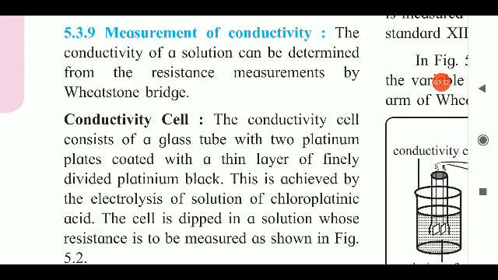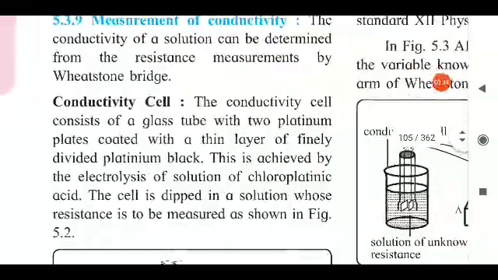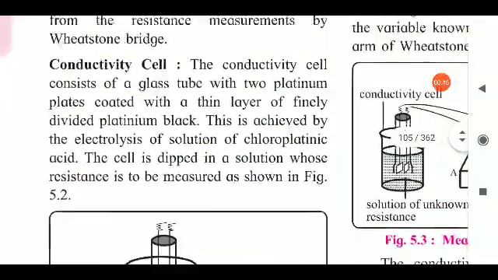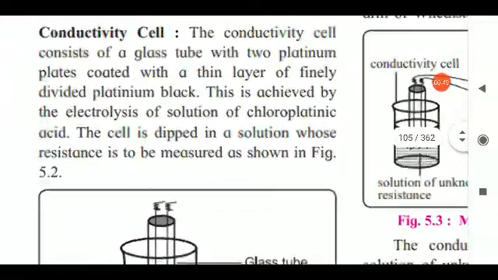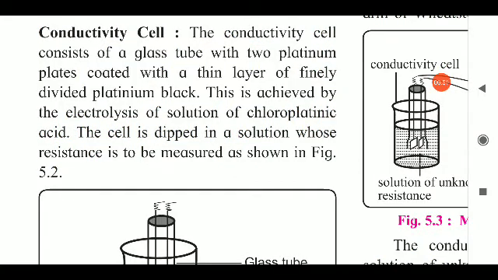which can be determined by the measurement of resistance by using a bridge which we call a Wheatstone bridge. Now students, you have already seen that resistance is calculated by Ohm's law, and by using that resistance value we can calculate the conductivity of a cell by using a relation.